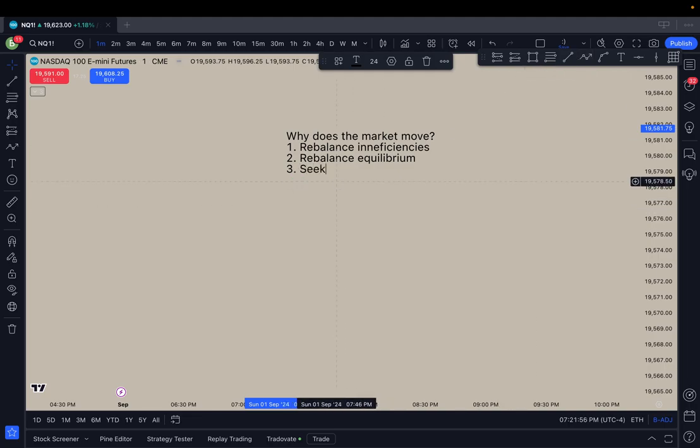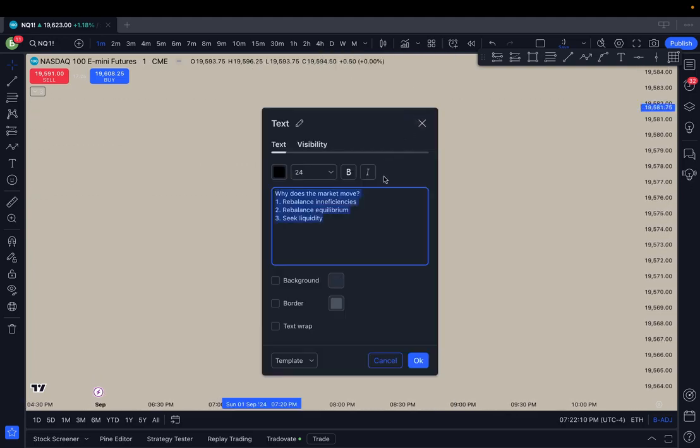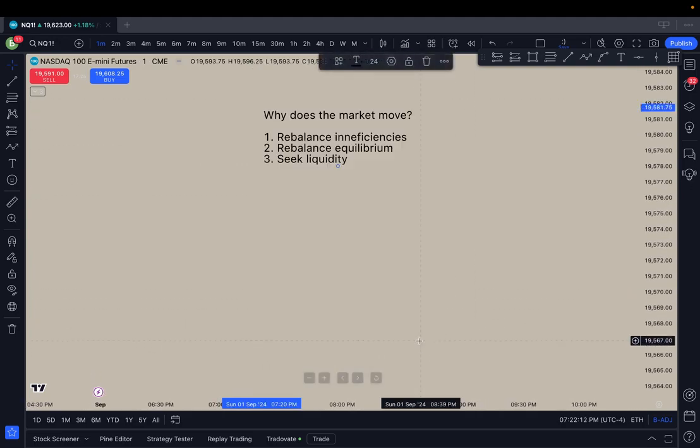And finally, we seek liquidity. Again, we are taking out sell stops and buy stops to then trade towards the intended draw on liquidity. Okay, very simple, but this is necessary when you are going over your daily bias and draw on liquidity, okay? So we must remember this. Constantly have this in the back of your head.